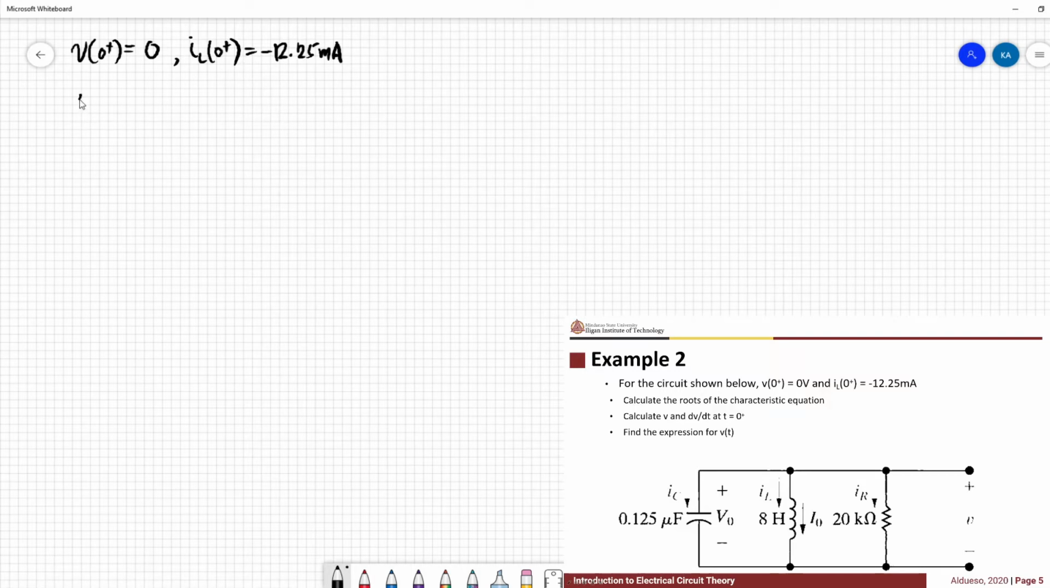So first we need to find alpha and omega naught. Alpha is just equivalent to 1 over 2RC. We have a value of 200 rad per second. Omega naught is 1 over square root of LC. We have 10k rad per second. We can see that our alpha is less than omega naught. So this means that our circuit is underdamped.